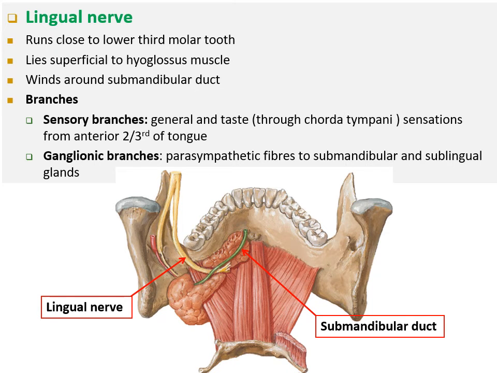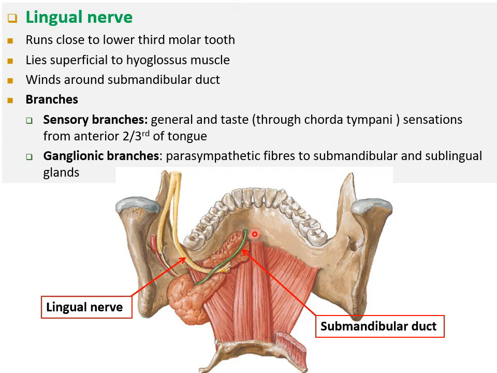Now we will talk about the three important nerves that you see in the submandibular region. First we'll begin with the lingual nerve. As you see in the picture, the lingual nerve goes very close to the lower third molar tooth, lying superficial to the hyoglossus muscle. This point I have shown you when we discussed the relations of the submandibular gland. Then the lingual nerve winds around the submandibular duct, you can see, and finally it reaches the tongue for the sensory distribution.